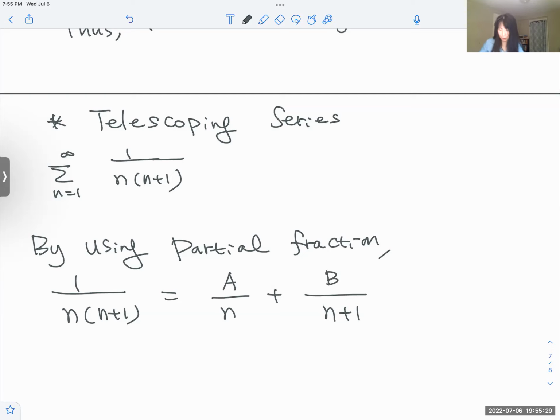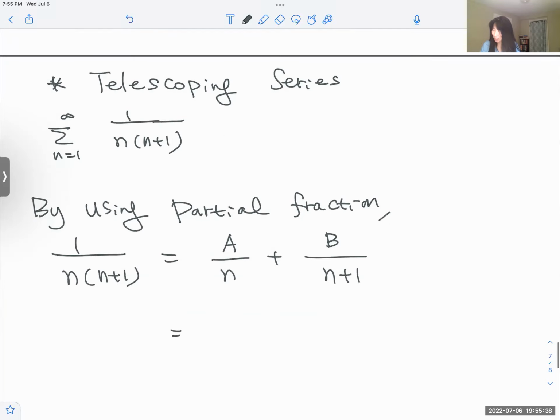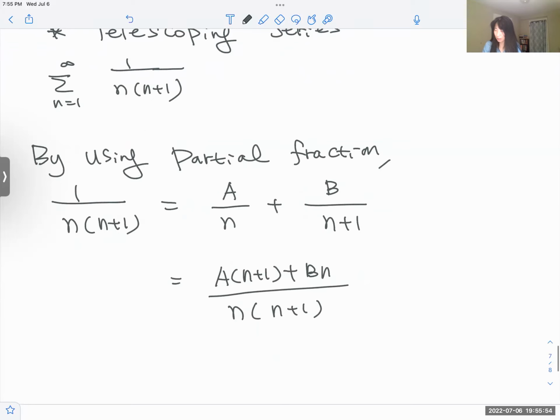Okay, then this will be the common denominator, which is a and a, n plus 1, a n plus 1 plus bn, right? We had it earlier in the partial fraction decomposition part, right? So then look, the denominators are identically the same. So we're going to say the numerator equals 1, okay?